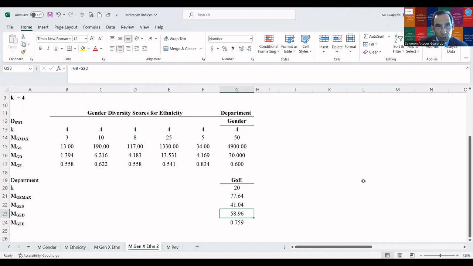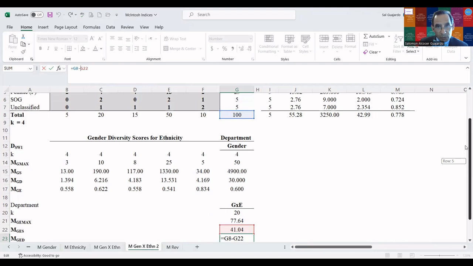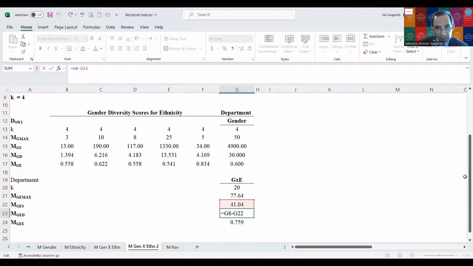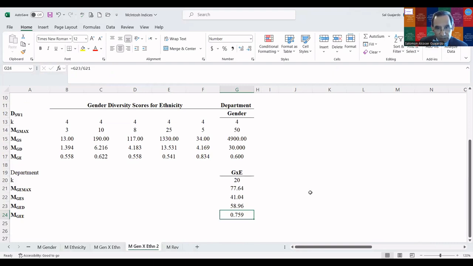When I do that, I get the value of 41.04. To obtain the diversity score, that is the total number of the population, which is 100, subtracted by the 41.04. That gives me a value of 58.96. When I get the value of 58.96, divide that by the maximum value of 77. It gives me a McIntosh standardized score of 0.759, which indicates that the organization obtained 76% of the maximum possible value of 77.64 for gender and ethnicity combined.